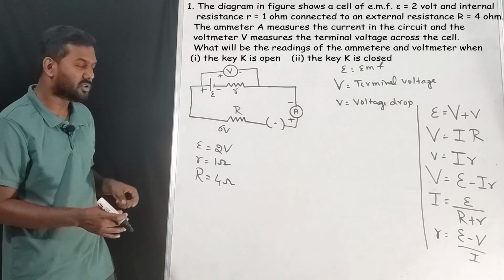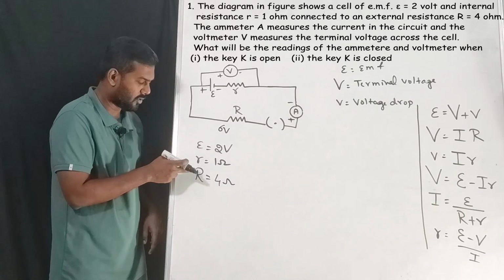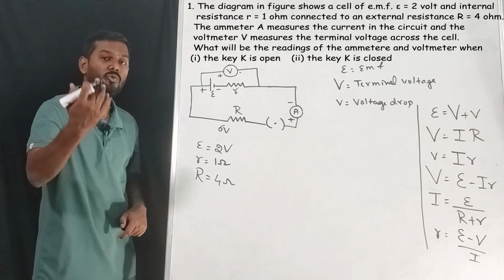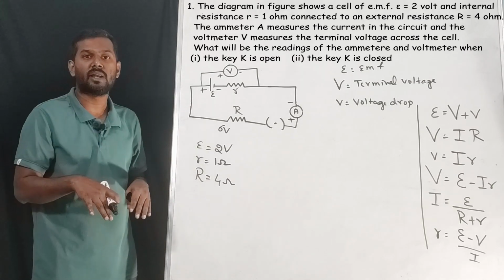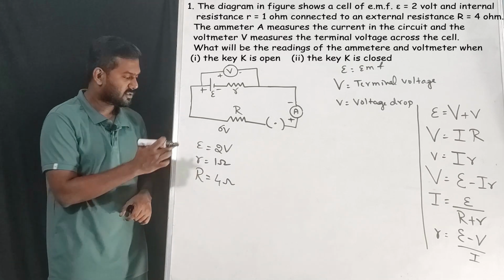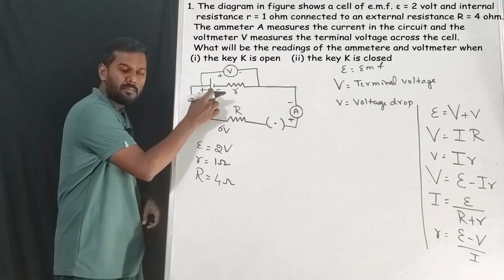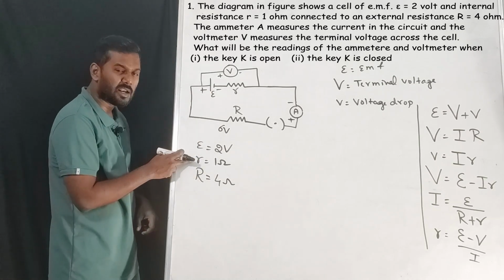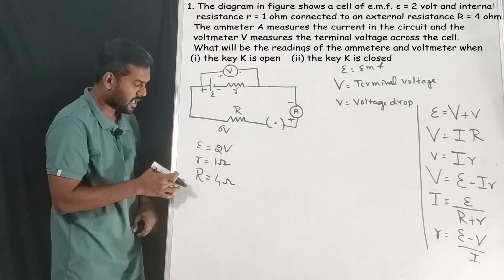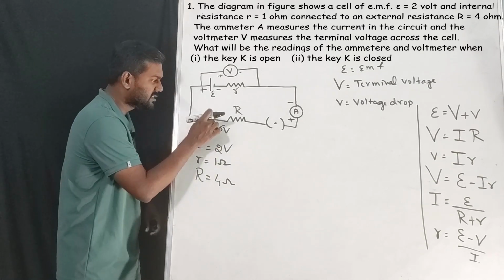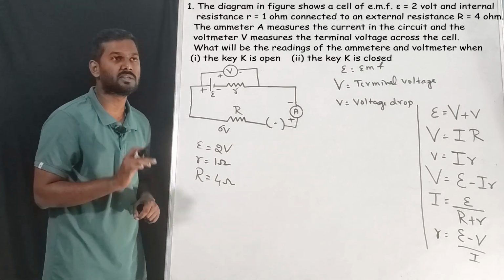In this question they are giving everything, the value of EMF, r value and capital R, but in a few questions they will not mention all these words. In the diagram we have to analyze and get these values. How to get the value of EMF: the voltage in the battery is the EMF. Internal resistance, the resistance in the battery, is called internal resistance. Capital R, the resistance which we have added in the circuit, is the external resistance.